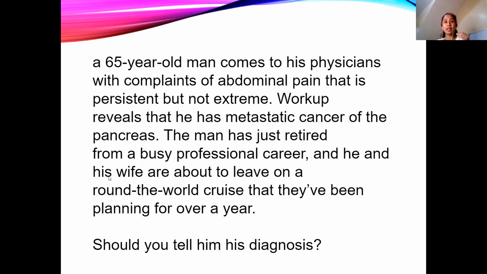Why? Because since he has complete and honest information, class, he can decide which one is really his priority. Since may metastatic cancer na siya at pwedeng may taning na yung buhay niya, perhaps he doesn't want to go on a world cruise anymore. Perhaps he wants to spend more time with his grandchildren, di ba? So pwedeng palitan niya yung priority niya. So marami rin, class, or perhaps he will go for chemotherapy. So class, telling the truth is very important. You should tell him his diagnosis.